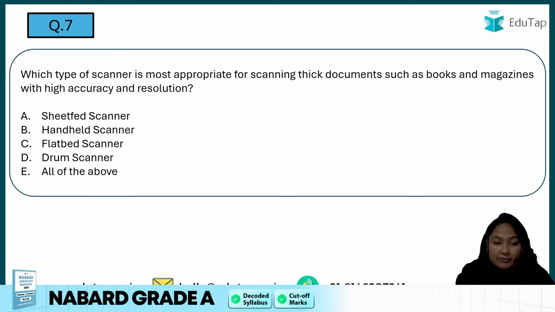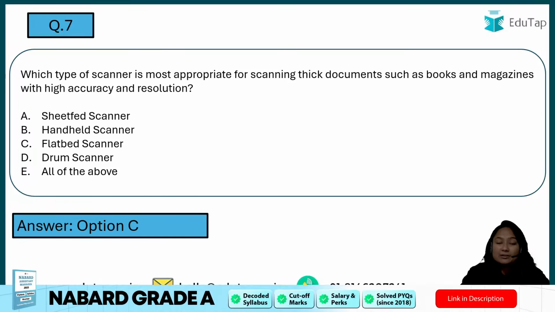The correct answer here would be option C, that is flatbed scanner, because you can turn the book and you can scan it. Turn the book, you can scan it.